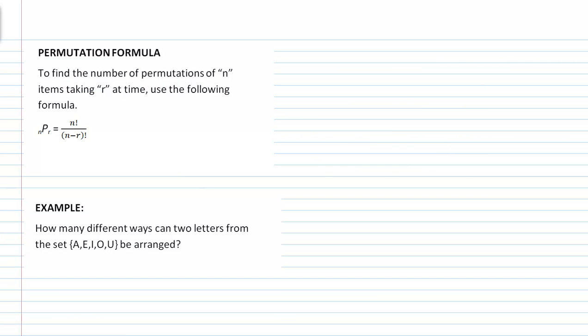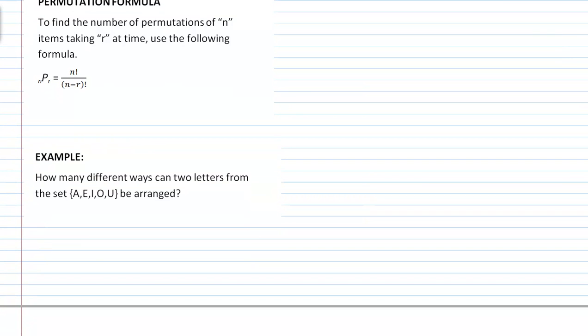Here we have the example of the vowels A, E, I, O, and U. How many different ways can 2 letters from this set be arranged? Now, according to our formula, that would be 5 objects, A, E, I, O, and U, 5 different objects, and we only want to select 2 of them.